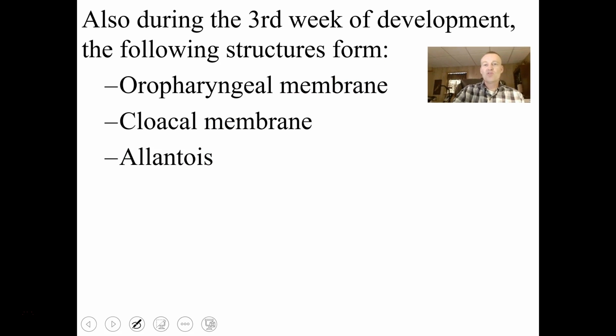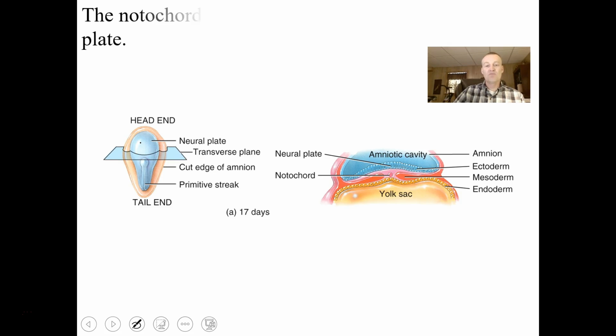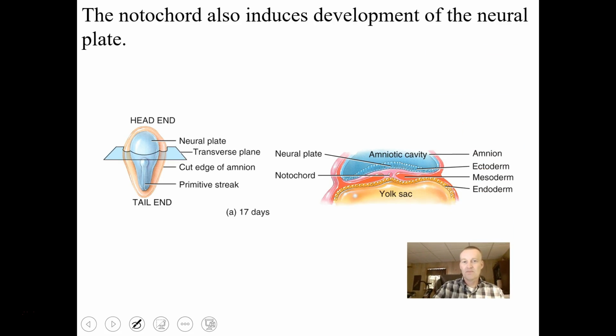Also, during the 3rd week of development, you're going to basically form the oropharyngeal membrane. That's where the mouth is going to be eventually formed. Cloacal membrane, which is kind of the tail end, and then the allantois, as I just showed you, the membrane that stores some waste products as we develop. So that notochord that you can see right here, that little rod or cylinder of tissue, is going to induce the development of the neural plate.